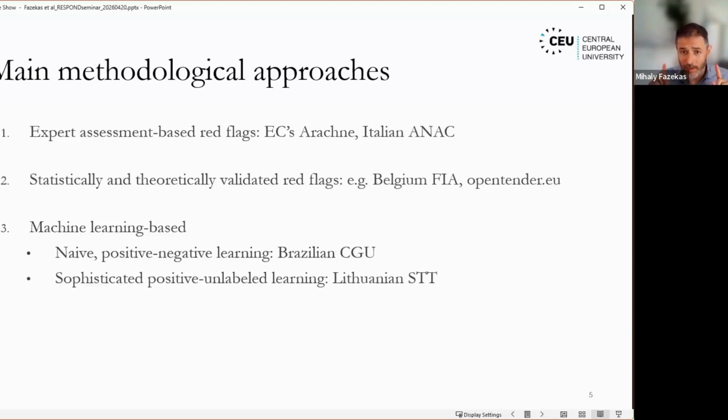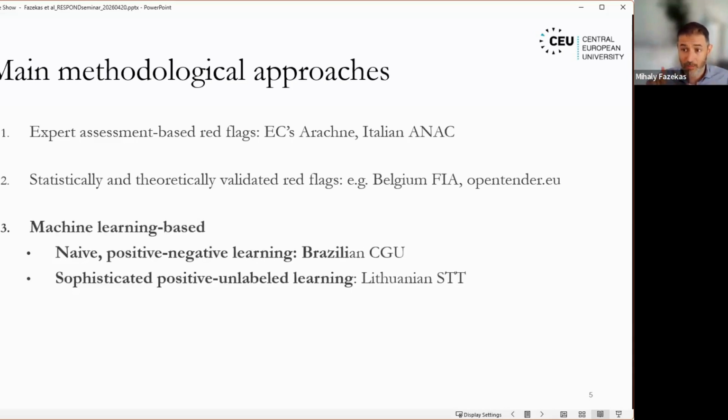The methodological aspects which have been tried in this field, and where I think the most interesting innovations lie, by and large fall into three broad categories. The first, we could even call it first generation. So these have been expert assessment-based red flags. So no statistical testing, just asking experts who know their field, right? Auditors, investigators, journalists, and them academics. Well, I think we are also experts. So them defining red flags and then coding these red flags directly in the data.